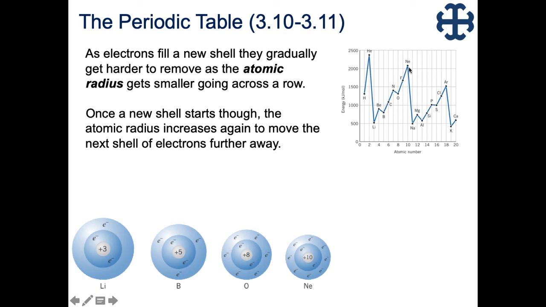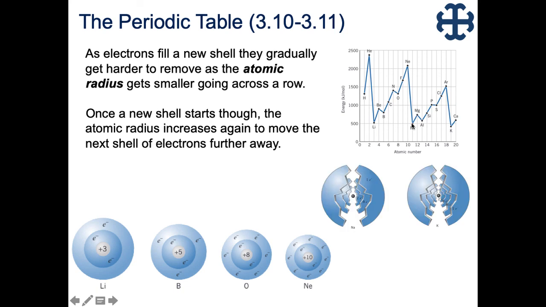So when we transition from neon to sodium, we start a new shell, something like this. This is actually our comparison between sodium and potassium, where our shell gets a little bit bigger and that first electron becomes a little bit easier to remove.